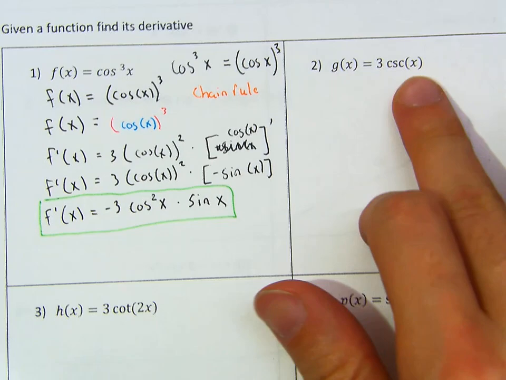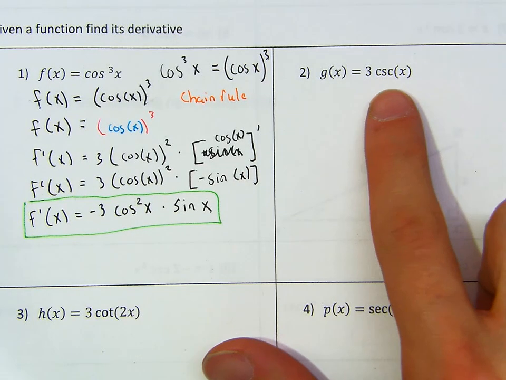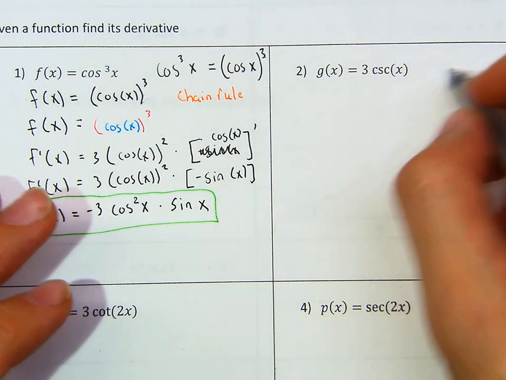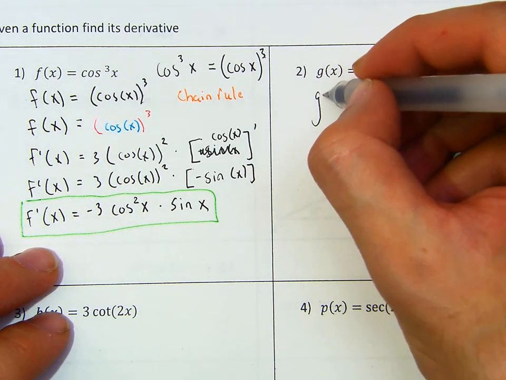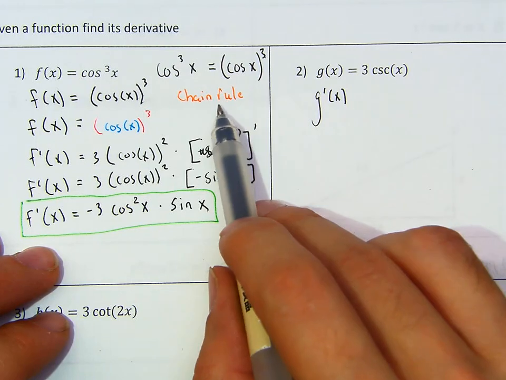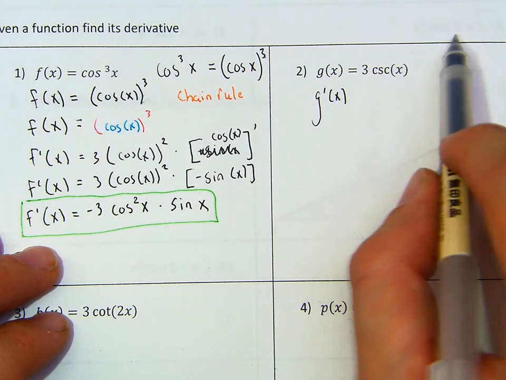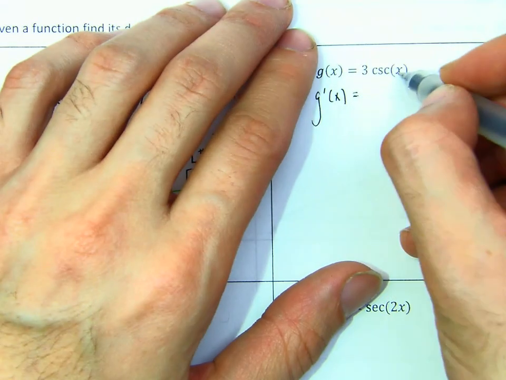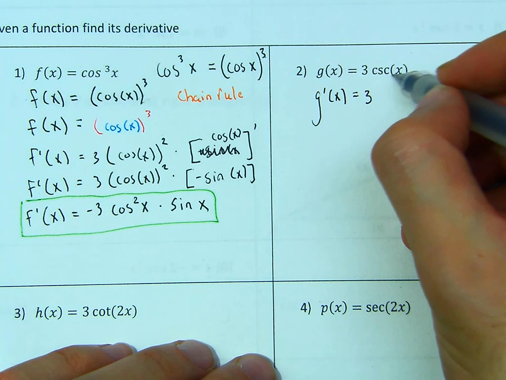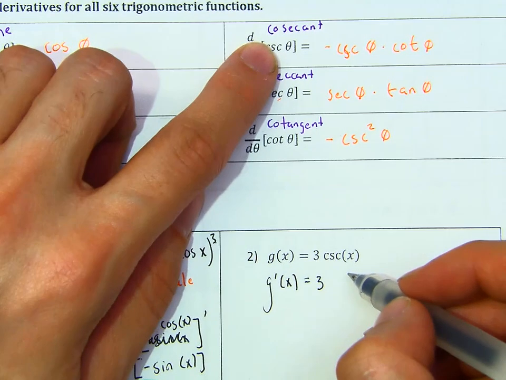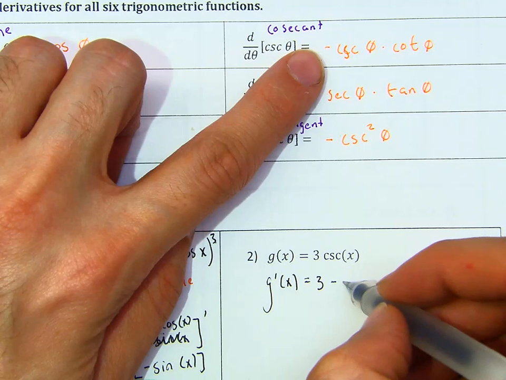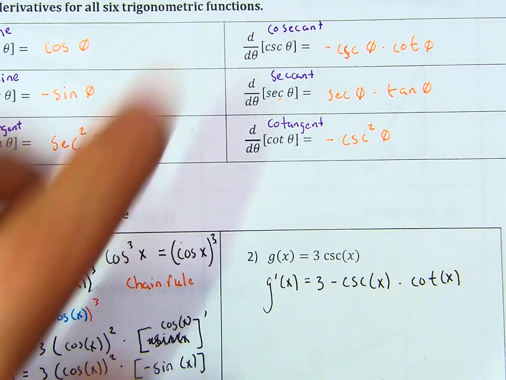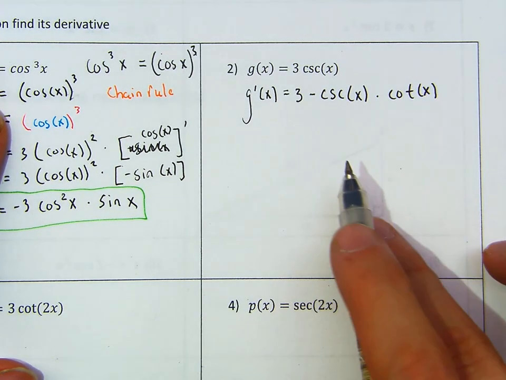Okay, let's look at the next one. So here we have 3 cosecant x. Now don't freak out. Here, how do you take the derivative of this? You just say g prime of x. Now here, we're not using a chain rule or a power rule or product or quotient rule, because it's just cosecant x, right? We just take the derivative of cosecant x. So it's going to be 3 times, what's the derivative of cosecant? Well, the derivative of cosecant is negative cosecant x times cotangent x. And wow, that's it. That's all you have to do, right?